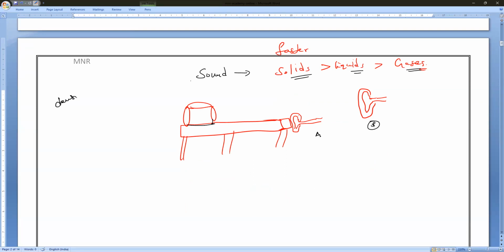Density means what is the formula, everybody? Density is equal to what? Mass by volume. Density equals mass by volume. So that is the third parameter. So write it.